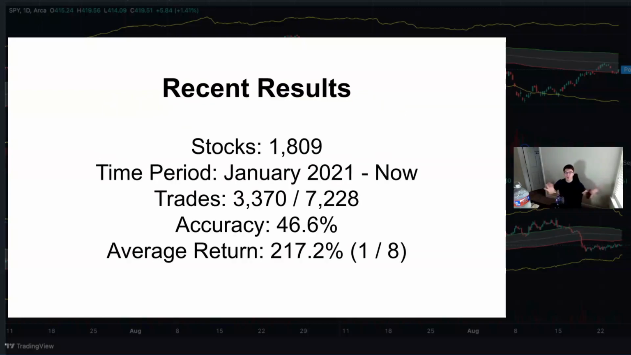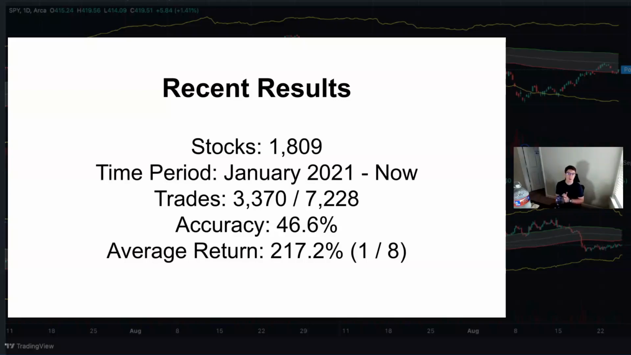If we're looking at all stocks in general, so again, this is more of a recent study looking at a ton of stocks. It studied over 1,800 stocks, 1,809 stocks. And from there, in the time period from January 2021 to now, there were 7,228 trades, 3,370 of which were profitable.